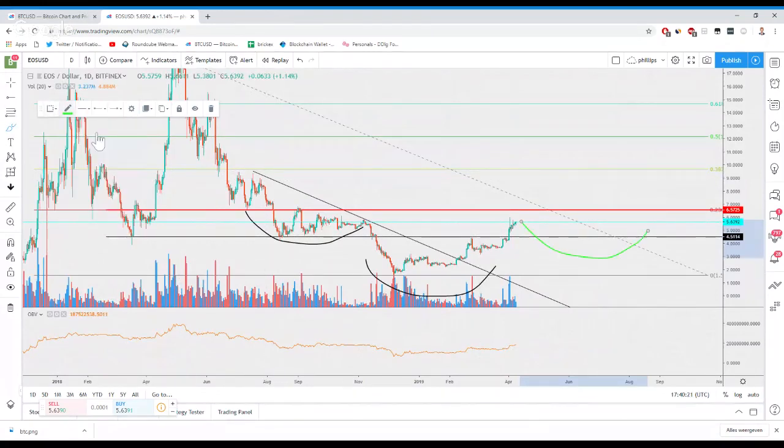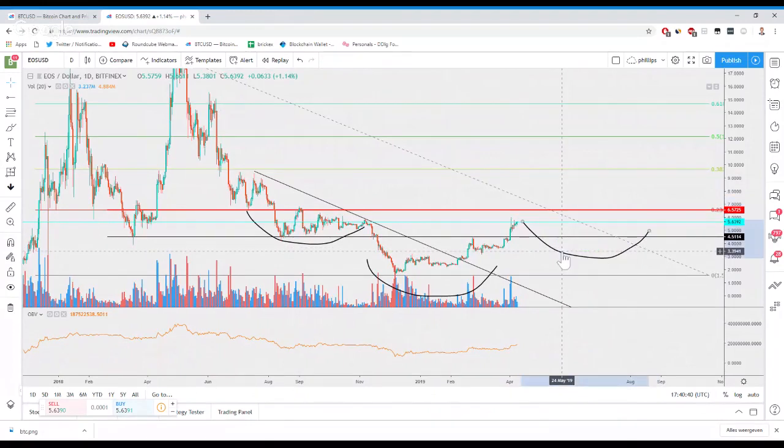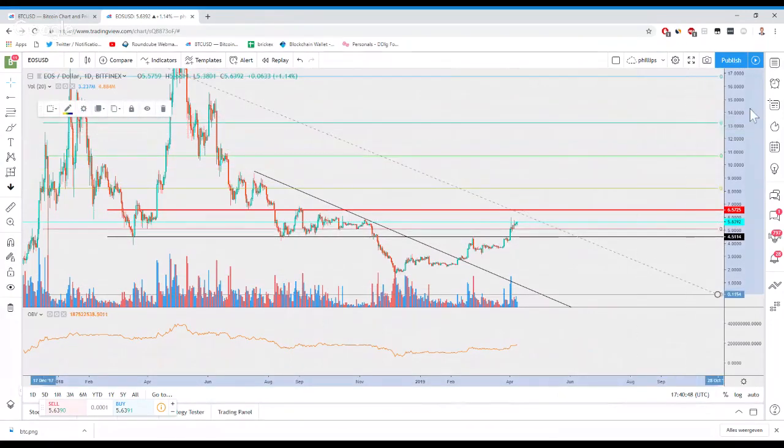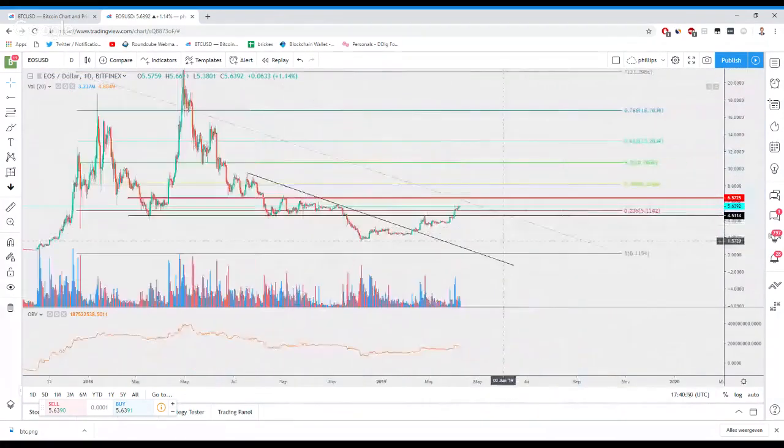Let me grab the green. It would look sort of like this. Green being the price action, we would have a left shoulder ahead and a right shoulder, and this would make for an inverted head and shoulders. And if this manages to occur, I believe that it might be valid to look at the actual 618 for the next target for EOS.